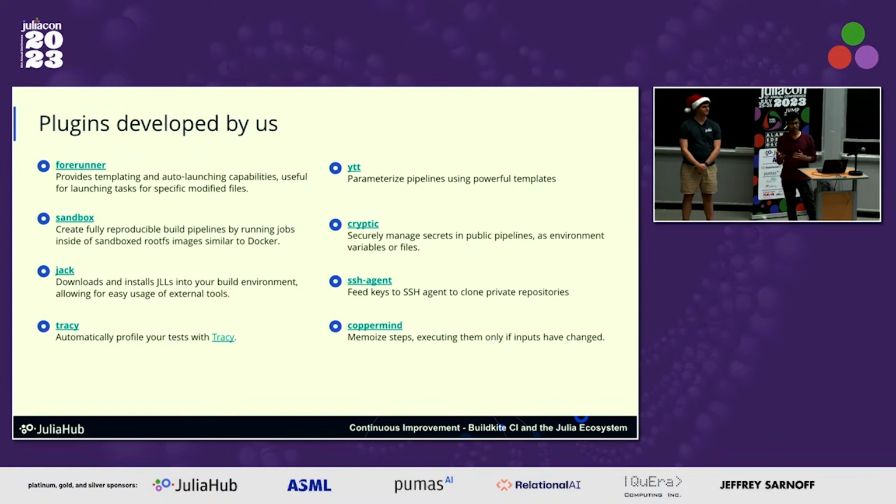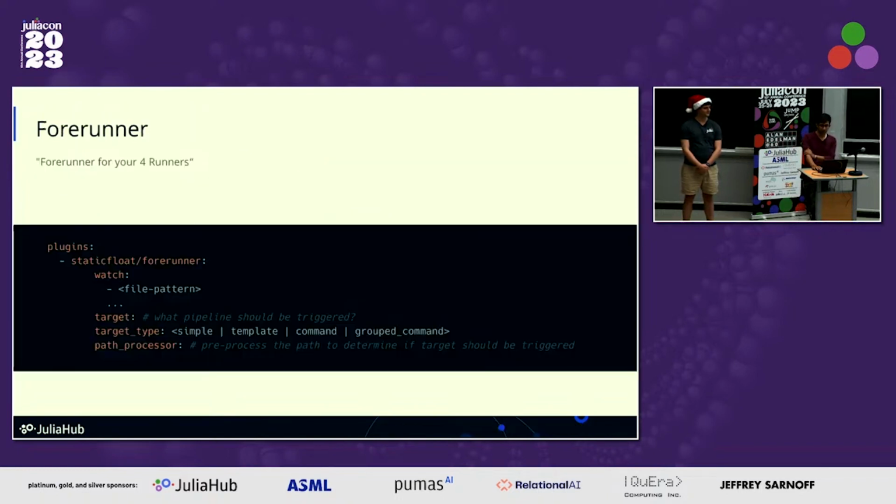Tracy, so for those of you who know, Tracy is something that's been slowly making its way into the Julia compiler itself with instrumentation stuff. So the Tracy plugin could also give us insights onto performance and profiling and things like that. And then there's also Coppermind, which memoizes steps so that steps get run only when inputs get changed. So all these plugins help us develop more efficient pipelines, pipelines that run only when you really want them to, right? And we'll be talking about almost all of these plugins now.